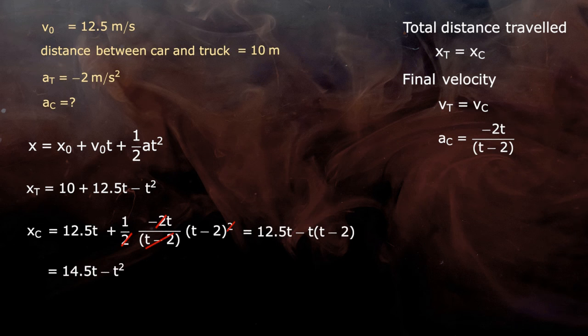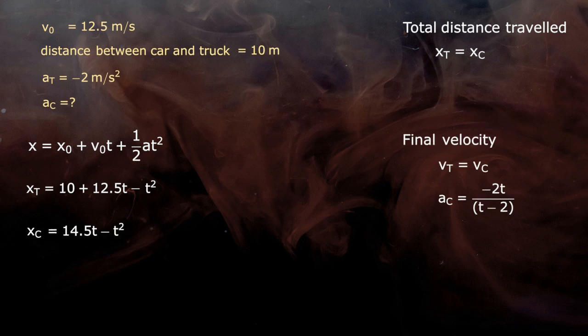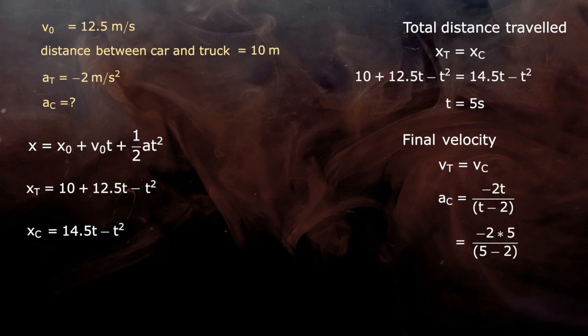So we get xc equals 14.5 t minus t square. Now again xt is equal to xc. So we get t equals 5 seconds. And by putting this value in the equation of ac, we get ac equals minus 10 by 3 meter per second square, which means that the car has to decelerate at a rate of 10 by 3 meter per second square.